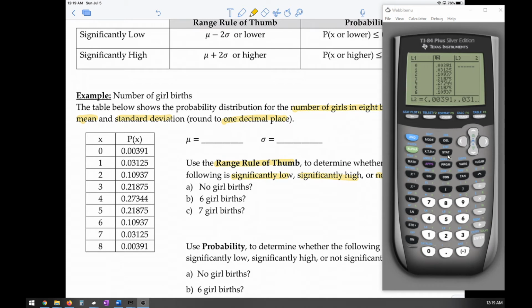From here, we're going to run one var stats. We click stat, calc, one var stats, and do L1 and L2. Then calculate, and it looks like the mean is 4. So the mean number of girls in 8 births is 4. It makes sense: if the probability of having a girl or a boy is a half, 50%, then you would expect 4 of them to be girls and 4 to be boys. The standard deviation is 1.4, rounded to 1 decimal place.